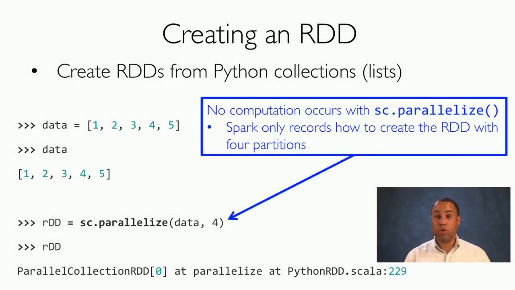So let's look at some examples of creating an RDD. Here we create an RDD from a Python list. So we start with the list data, and then we use sc.parallelize to create an RDD. Now, no computation actually occurs when we run the sc.parallelize operation. All that occurs is Spark records how to create an RDD that has 4 partitions from our list.